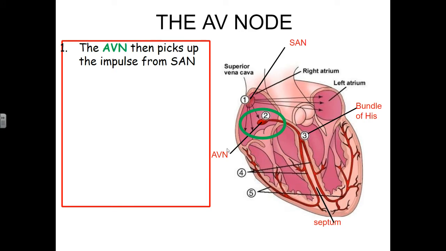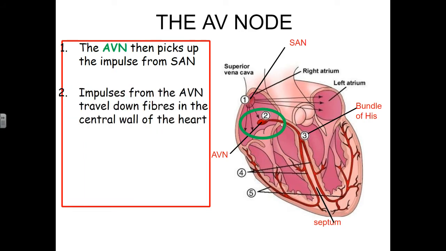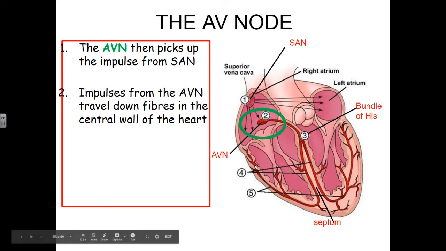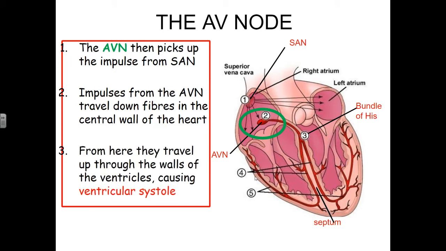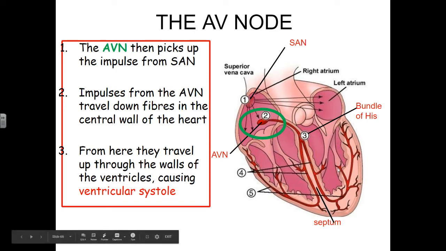So the AV node. The sinoatrial node has passed its electrical signal down, its waves of excitation, and this is received by the AVN or AV node. The impulses from the AV node will then travel down the fibers of the heart and the central wall, and then when they arc across the heart muscle in the ventricles, they will cause ventricular systole, so this contraction, pushing of the blood up through the semilunar valves and against the atrioventricular valves, closing them.